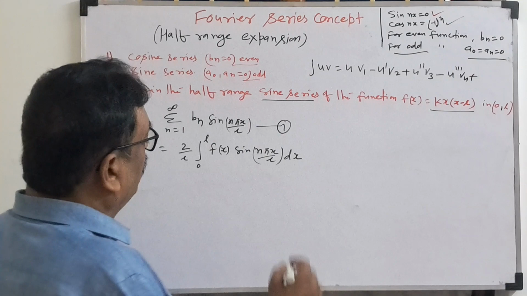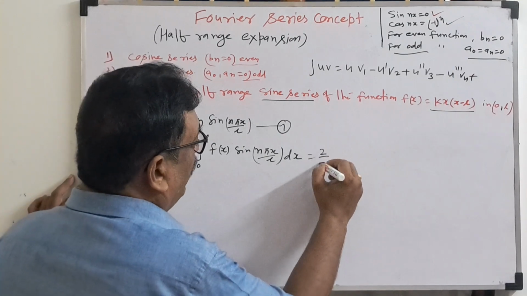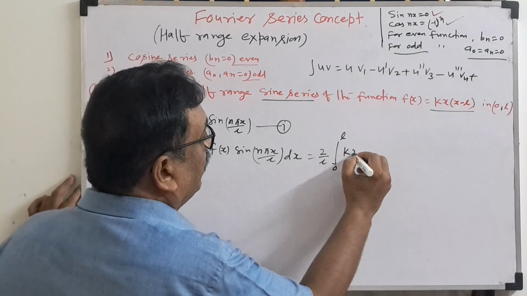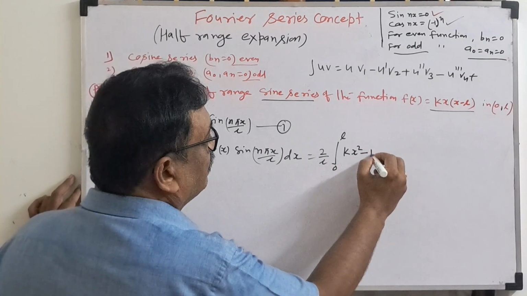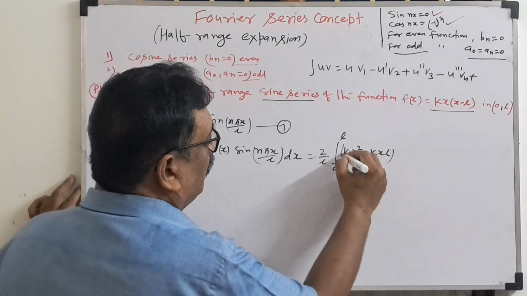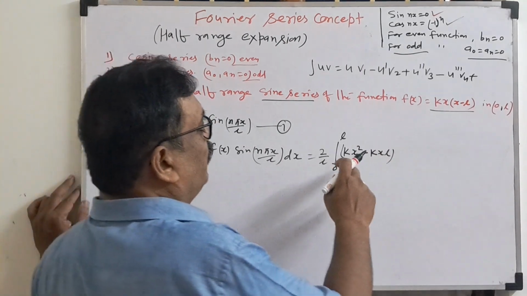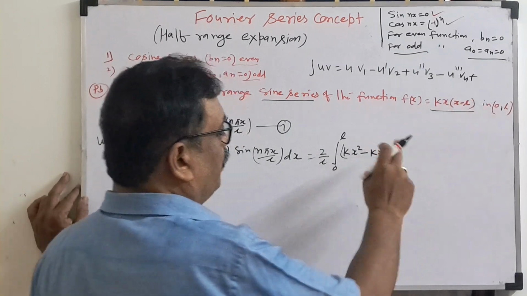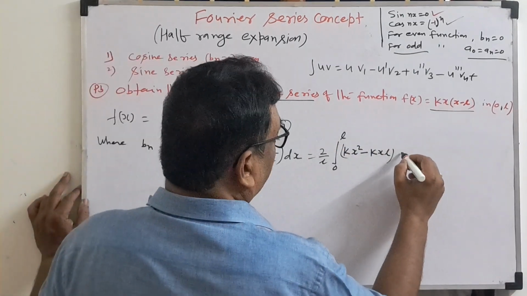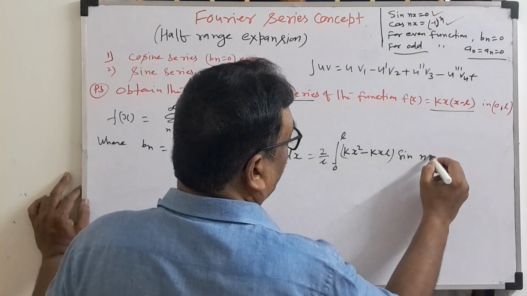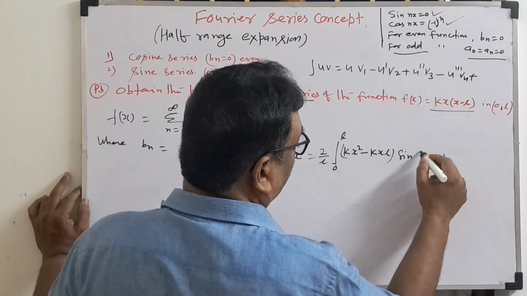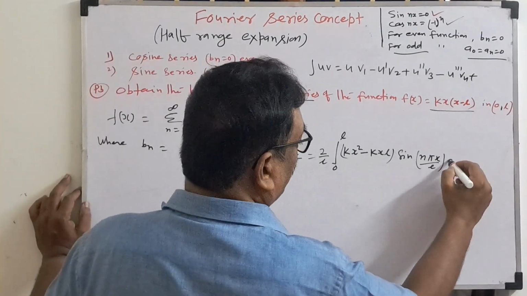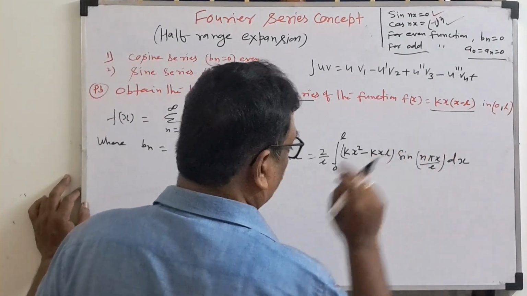Now substitute the f(x) here. 2 by L integral 0 to L, f(x) is kx square minus kxL. Why I wrote this? Because once we differentiate, it will be easy. k x into x, kx square; kx into L, minus kxL. Then sine, as usual, sine n pi x by L, limit 0 to L, whole dx. That is integration, so dx will be there.